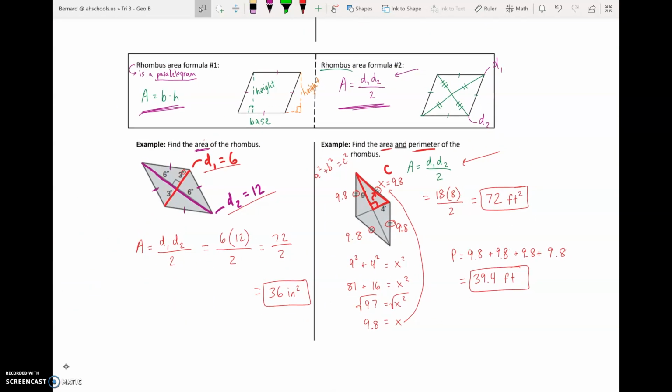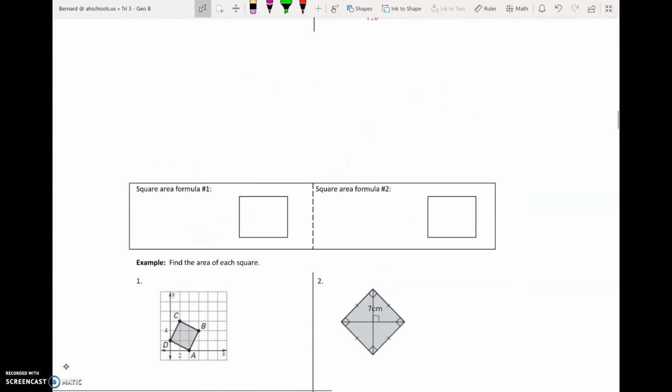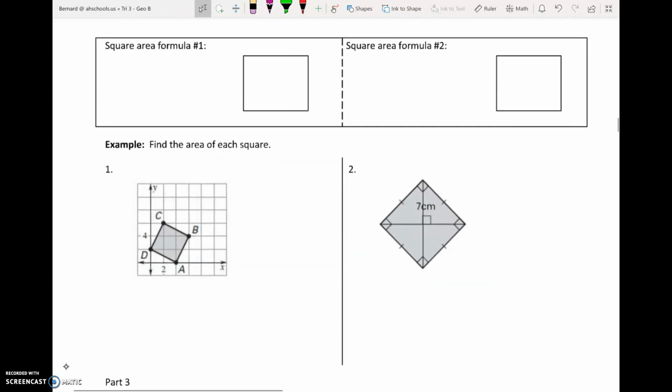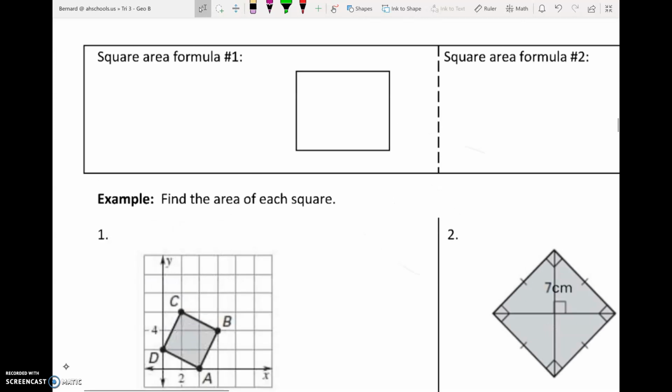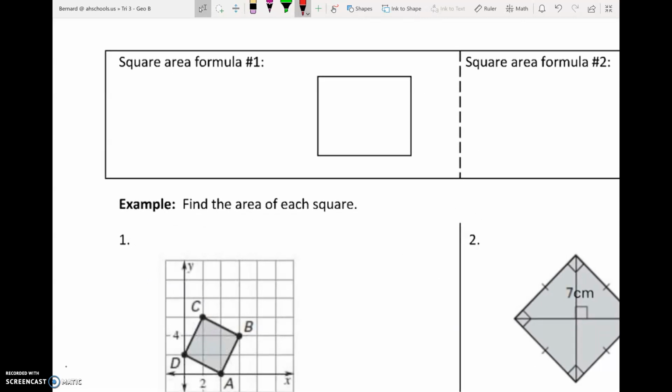All right. Beautiful. We're cruising. Let's do some squares and call it a day. Now, 2 formulas for the area of a square, and they are things you are familiar with. So a square is also a parallelogram.